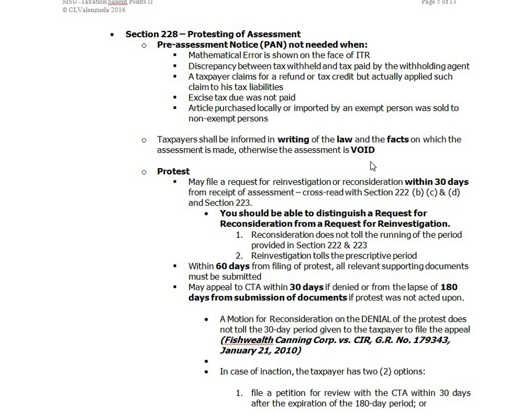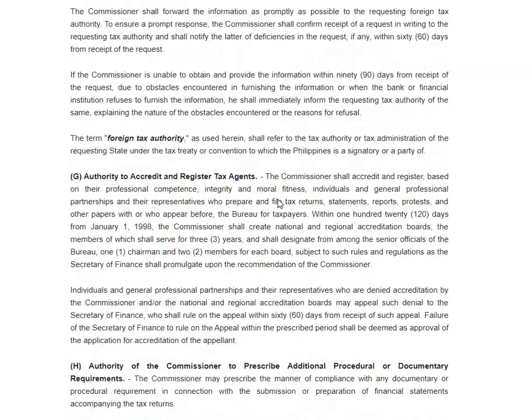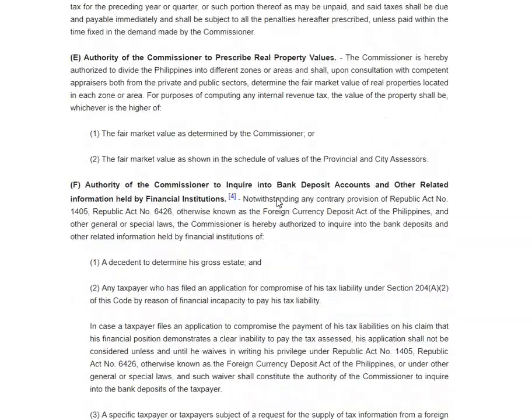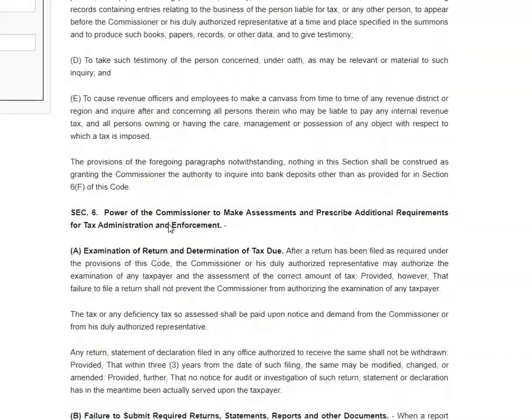You remember the authority of the commissioner to delegate his or her power. That's under section, I think, 7 here. Authority of the commissioner to delegate power. The power which we are going to discuss is the power to make assessment. That's section, I think, 6. Power of the commissioner to make assessments.